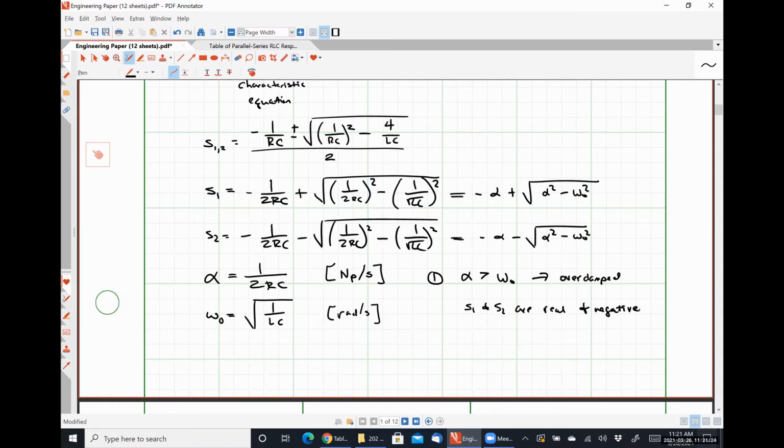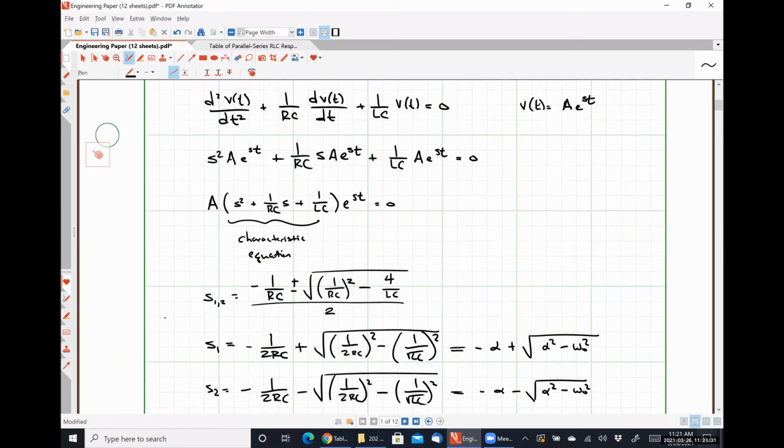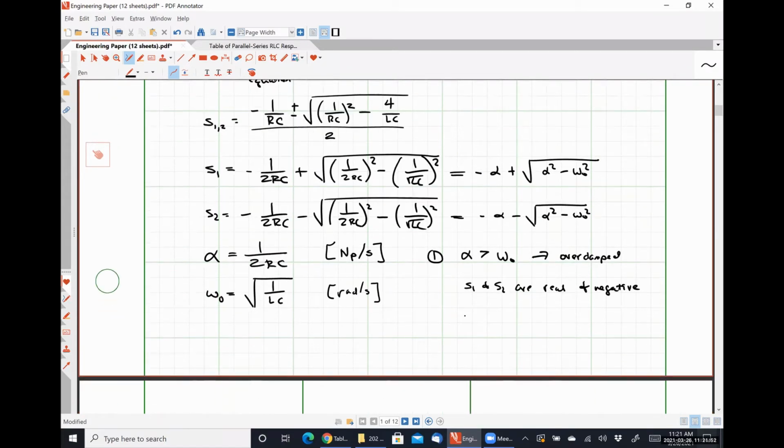If we circle back around to our guess value, A e to the st, this is a particular solution. Due to the superposition theorem, the sum of particular solutions is also a solution, meaning that V of t equals A1 e to the S1t plus A2 e to the S2t is a solution to our voltage equation when our system is overdamped.